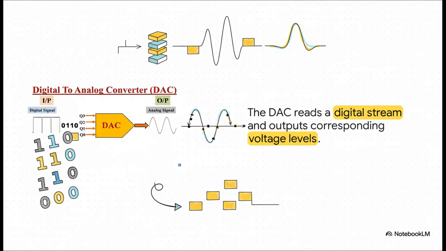A digital to analog converter basically just does the reverse of quantization. It reads each number in that digital stream, and for each one, it puts out a specific voltage level for just a tiny fraction of a second. By stringing all of these little voltage steps together, it rebuilds the analog wave.